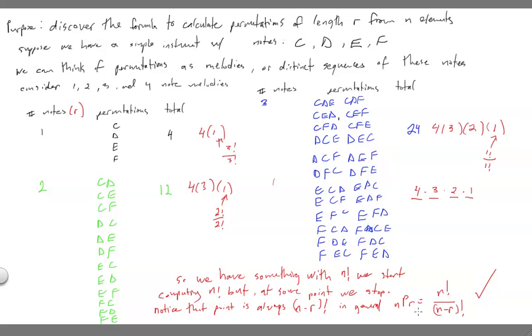And so our general formula for permutations from a set of n elements, permutations of length r, is going to be n factorial over n minus r factorial. And I encourage you to investigate this for yourself.